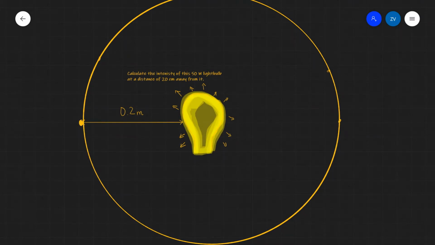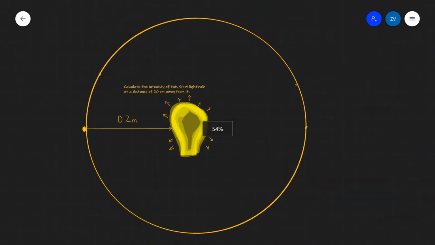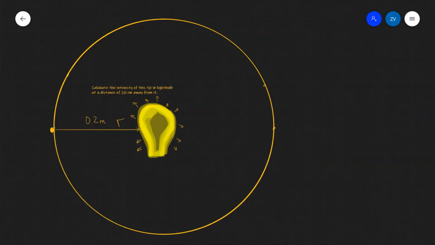This means that any point along the circumference of this circle will be receiving the same intensity. In fact, if you imagine this to be three-dimensional, any point on the surface of a sphere of radius, let's call it r in general, not just 0.2 meters, is going to get the same intensity. We can write this as the intensity being equal to the power divided by the cross-sectional area.